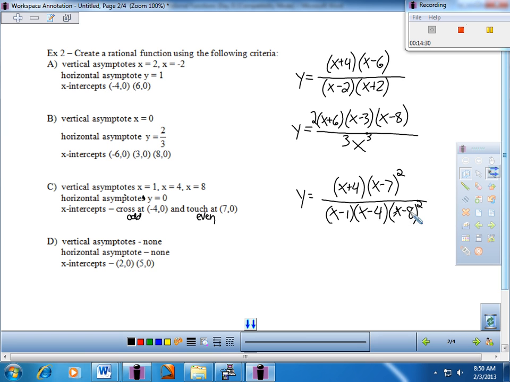Letter D. Ooh, really good one. So still rational, no vertical asymptotes, no horizontal asymptotes, and an x-intercept, oh, two of them, 2 and 5. All right, well, let's see. I'm going to postpone this for just a second. See if you remember this piece.